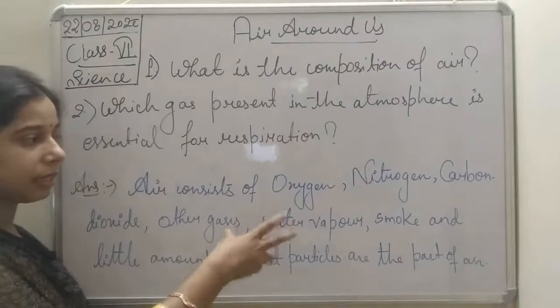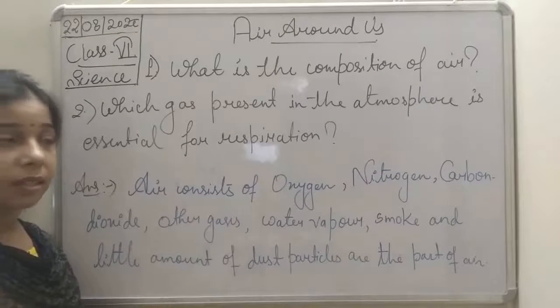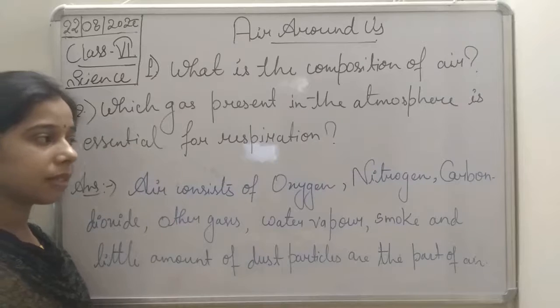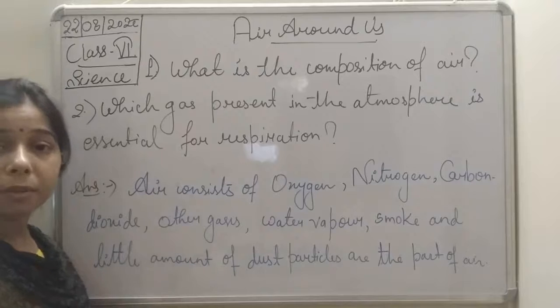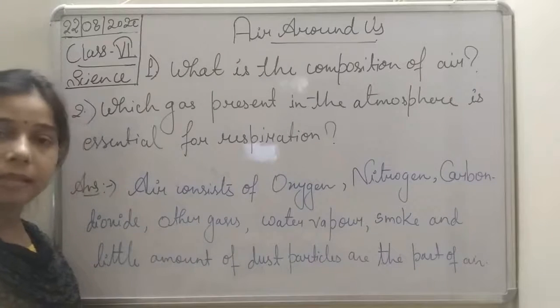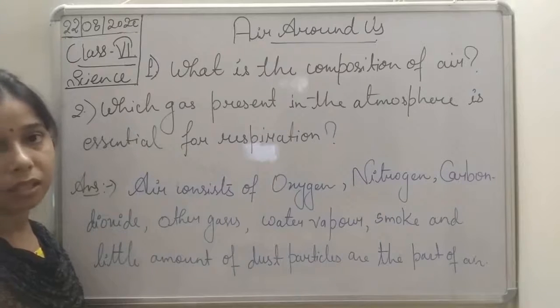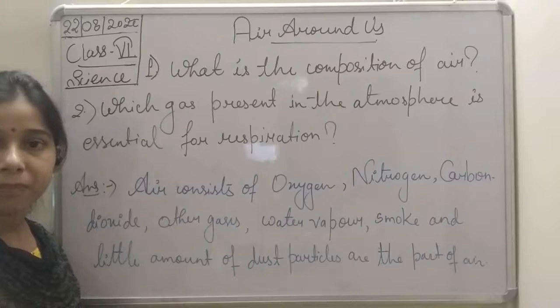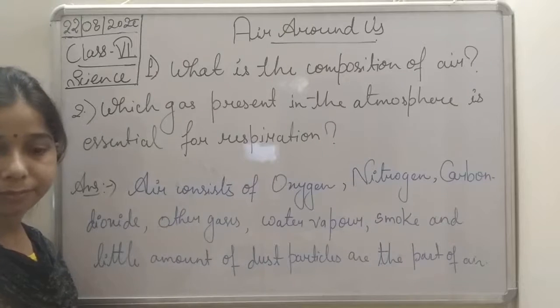So you have to write the names: oxygen, nitrogen. You know that nitrogen is 78% present in the air, and 21% oxygen is present. The rest, 1%, includes carbon dioxide, other gases, water vapor, smoke, as well as dust particles. So these are the different compositions of the air.